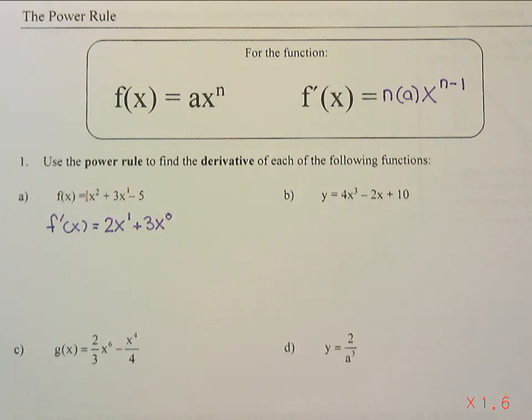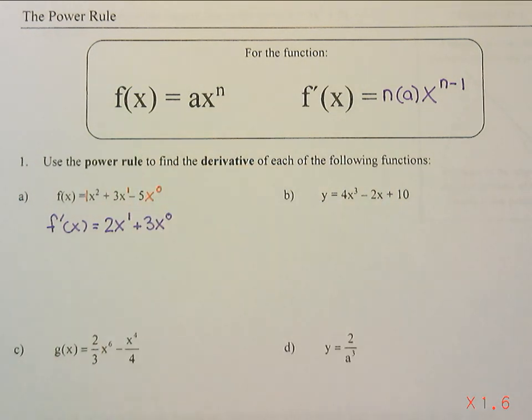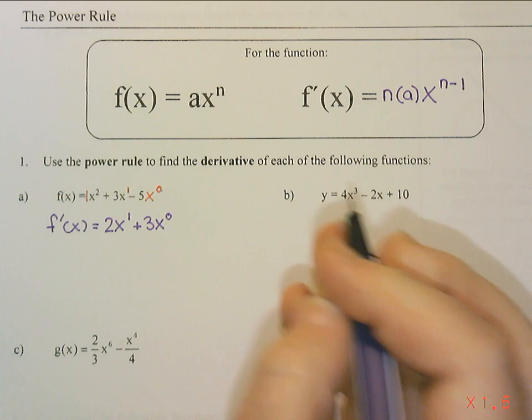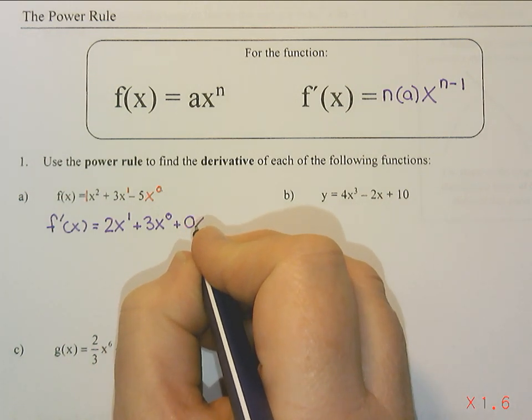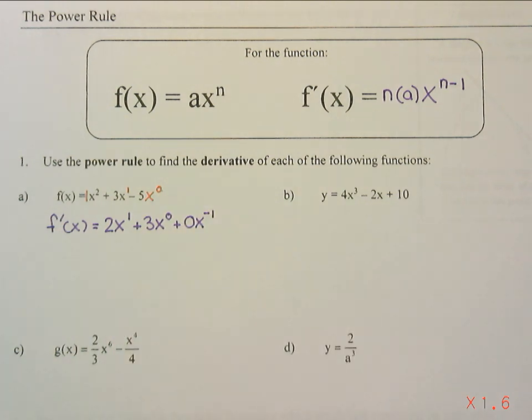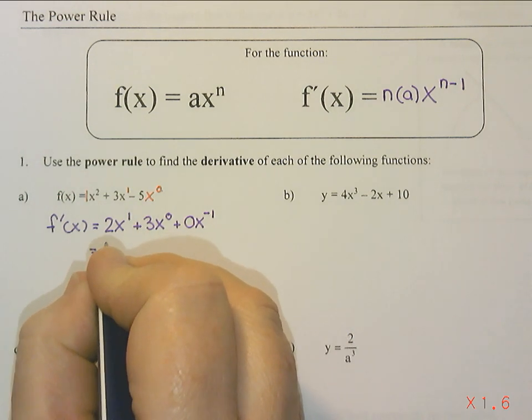And then my last one, that negative 5, it has x to the 0. It doesn't have an x term, so there would be no x's there. So if I do this one, 0 times negative 5 is 0. I can either write plus 0 or minus 0. And then that would be times x to the power of, if I take one off, negative 1. Now if I go through and I simplify, I don't really need to write that power of 1. I could just write 2x.